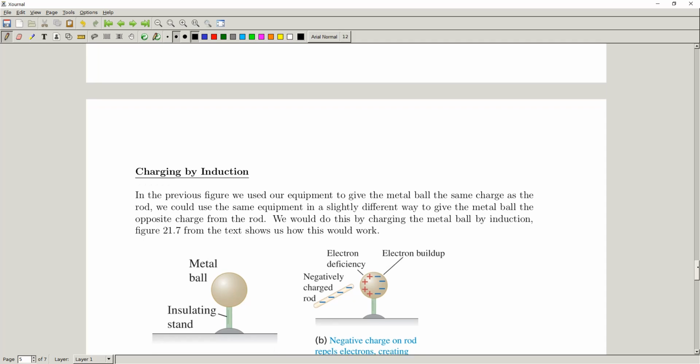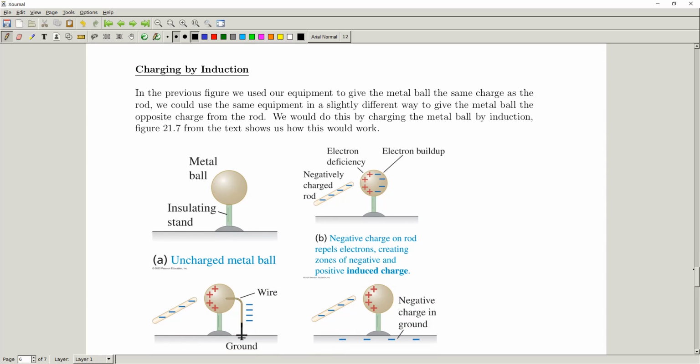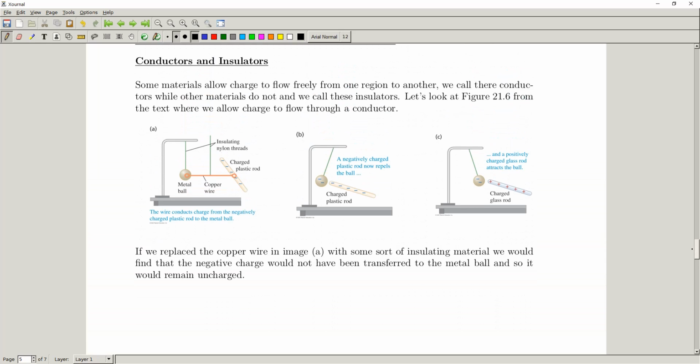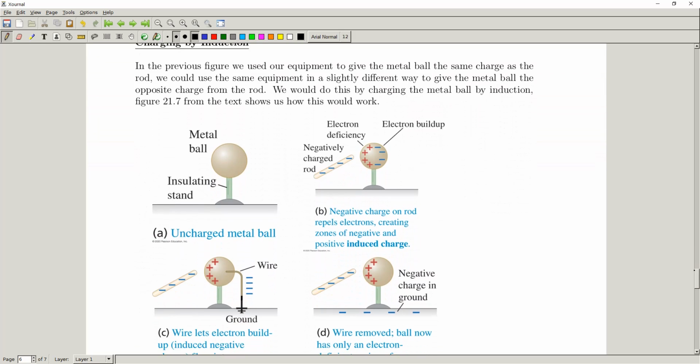But before we do, we're going to talk about charging by induction. We're going to take all the tools that we had in this previous setup. We're going to take our metal ball and our charged rod, and in this case we're replacing the nylon thread that we hung things from with this insulating stand that we have here. And so we start off with a metal ball with no net charge on it, just sitting on this insulating stand on the ground.